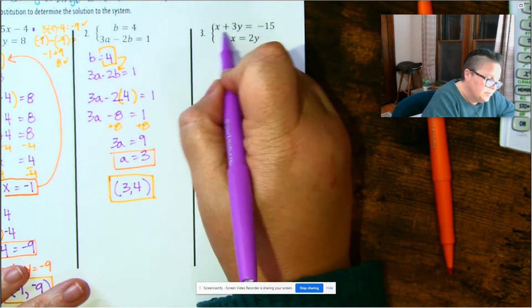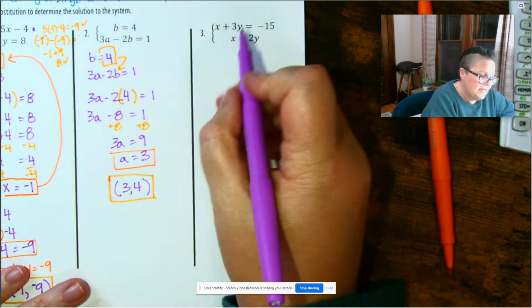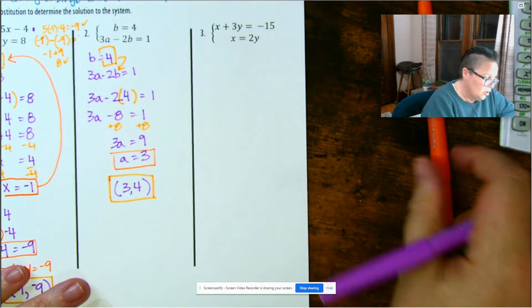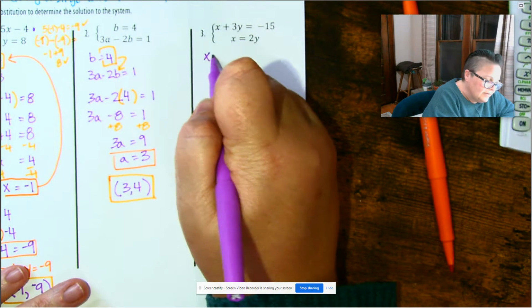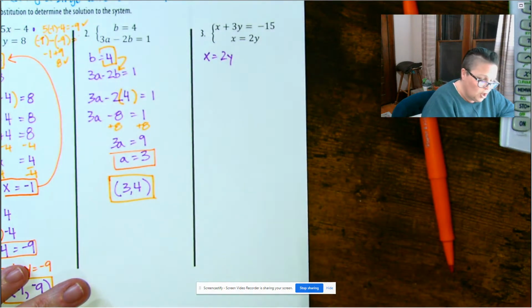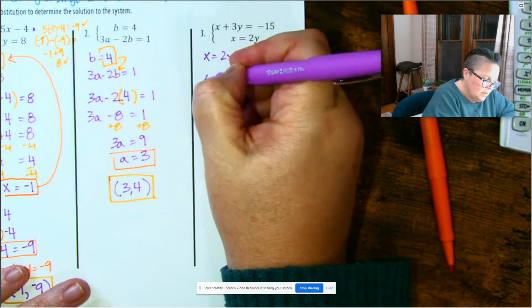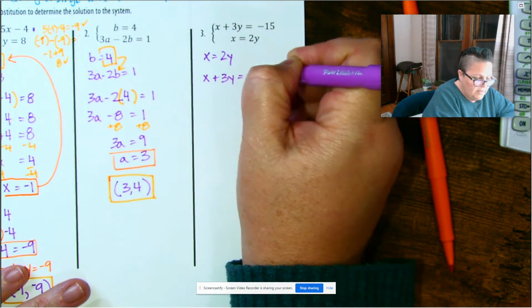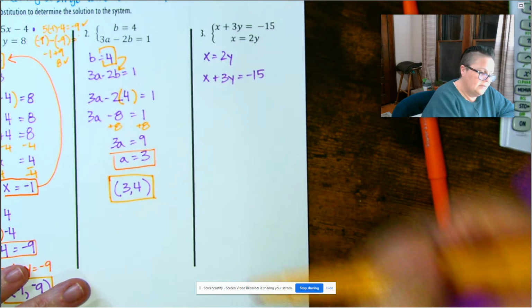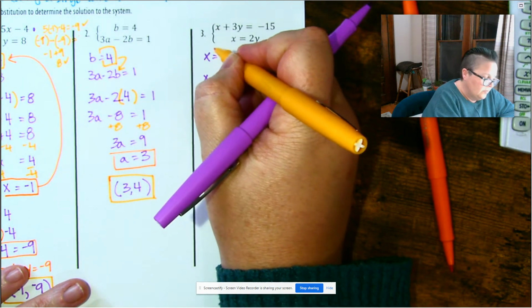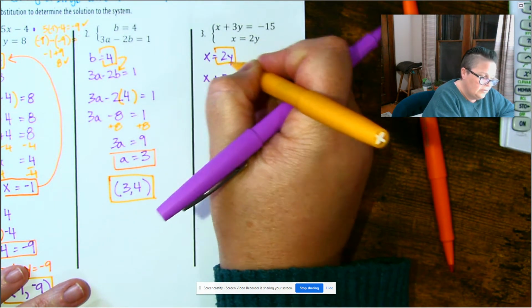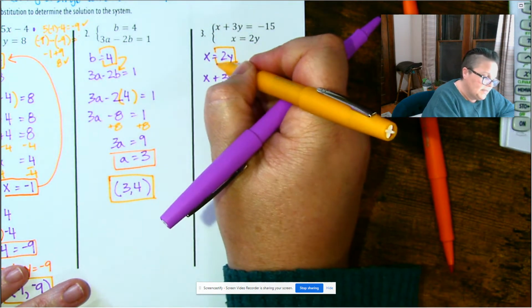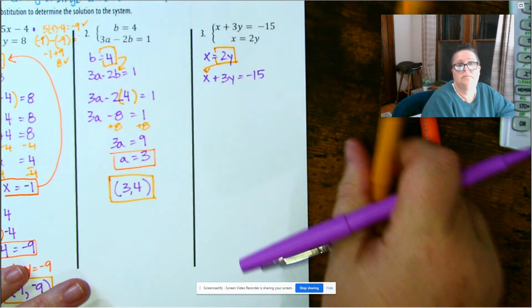Here we have x plus 3y is equal to a negative 15, and x is equal to 2y. We already have an x is equal to 2y. We already know what x is solved for. We also have x plus 3y is equal to a negative 15. Since I already have this x solved for, I am going to take this 2y, and I'm going to put it in place of that x.